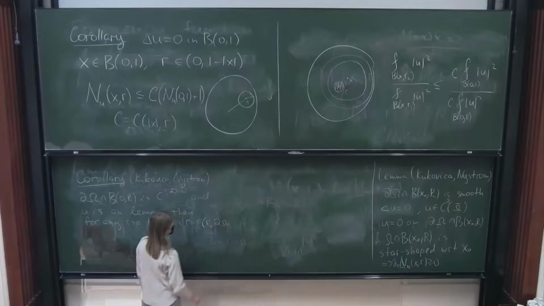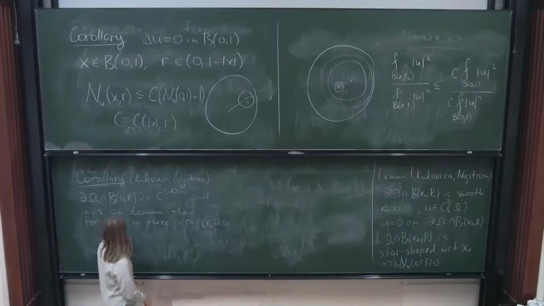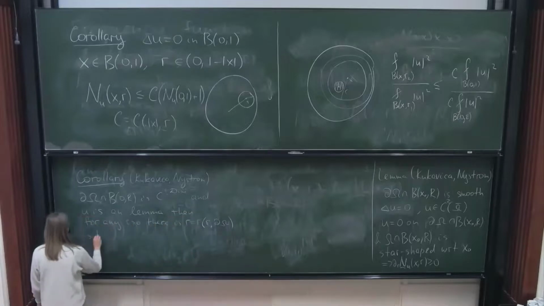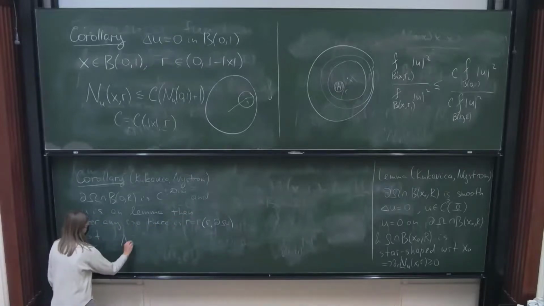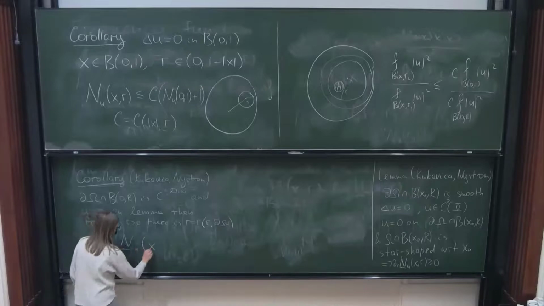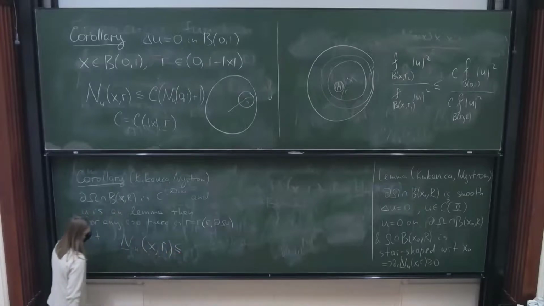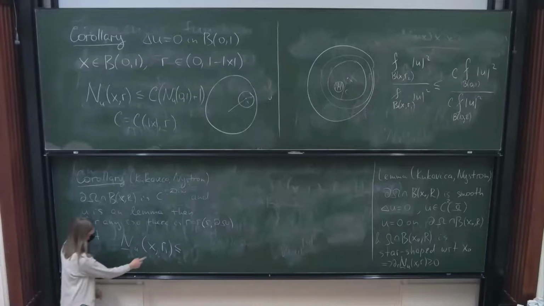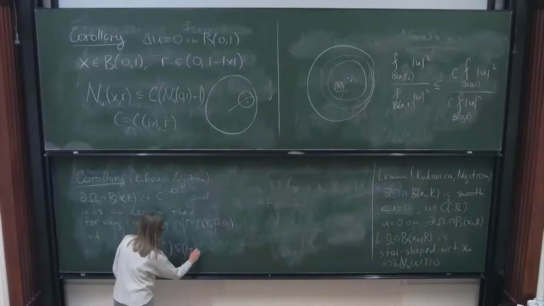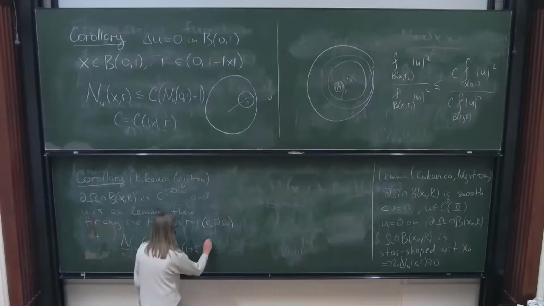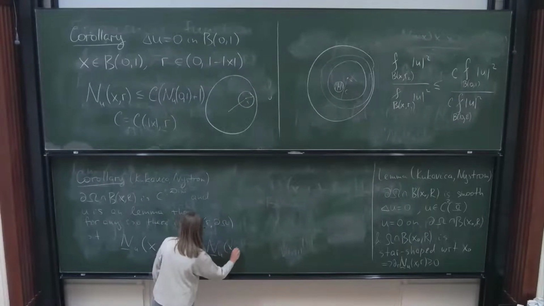The condition, C1, meaning smoothness of the boundary. The frequency is almost monotone. And on the smaller ball, the frequency is bounded by 1 plus epsilon times the frequency on the larger.